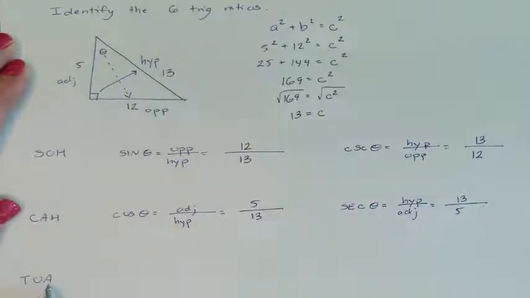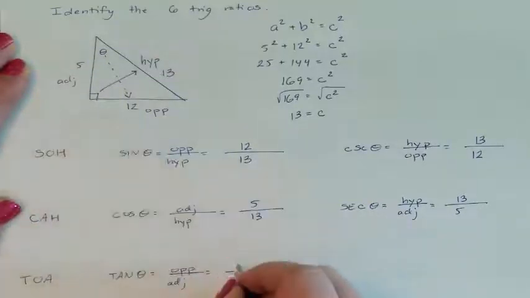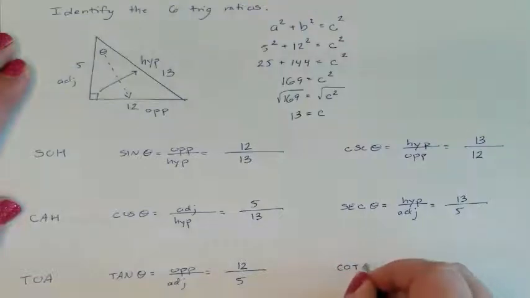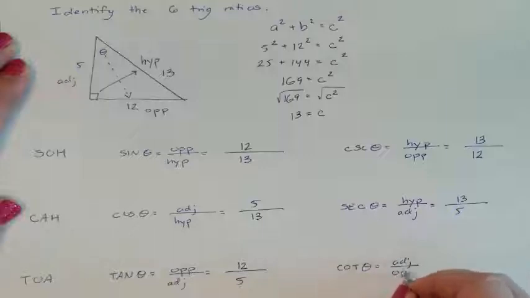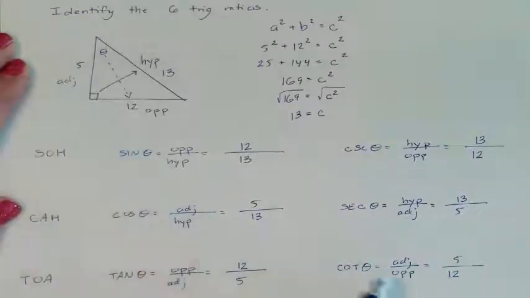Our last one is tangent, TOA. TOA stands for tangent of theta. O stands for opposite. A stands for adjacent. My opposite is 12. My adjacent was 5. It also has a reciprocal. The reciprocal of tangent is cotangent of the angle theta. The reciprocal of that is adjacent over opposite. By reciprocal, I have 5 over 12. 5 was the adjacent side. 12 was the opposite side. And those are my 6 ratios.